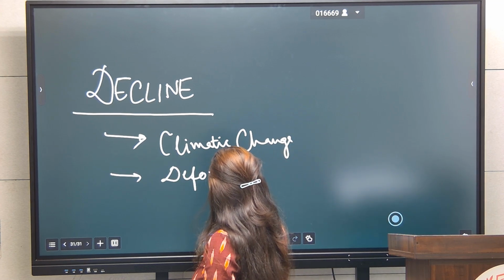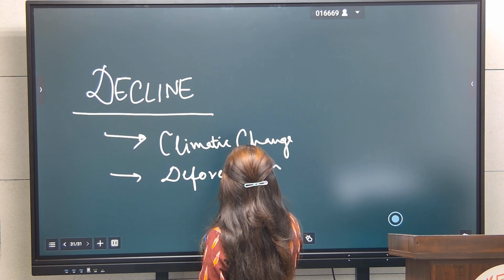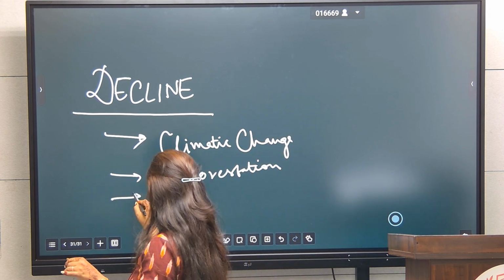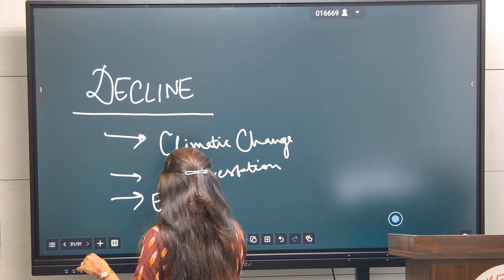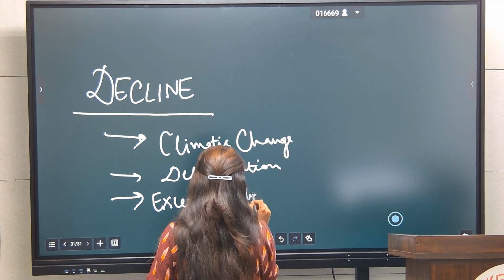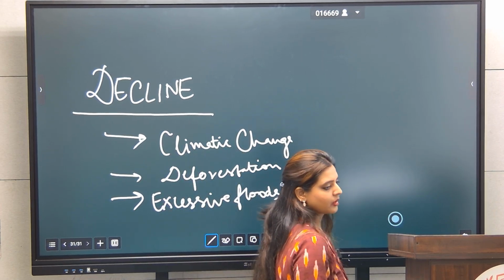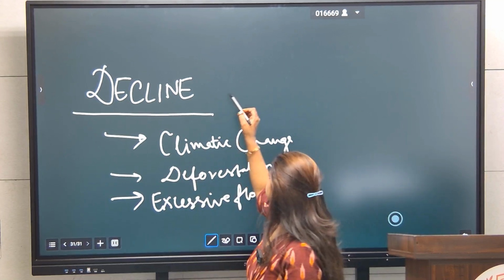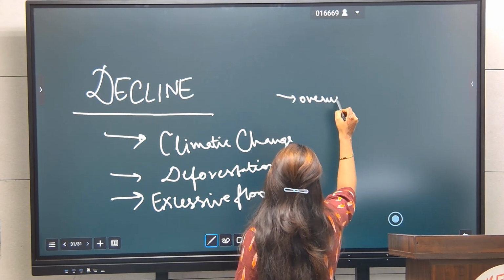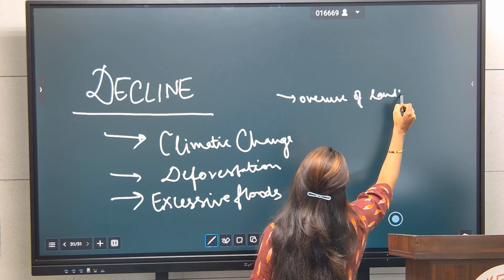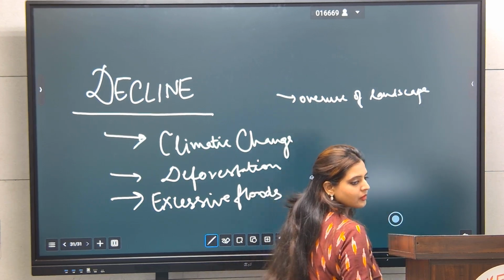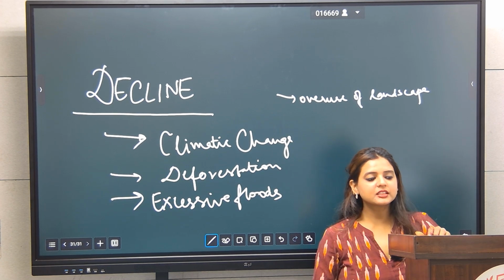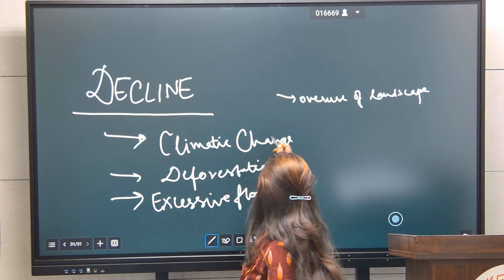Deforestation, or maybe there were excessive floods near the Indus, shifting or drying up of the river, and there was overuse of the landscape, which led to the disappearance of seals, the script, the distinctive beads, and pottery.